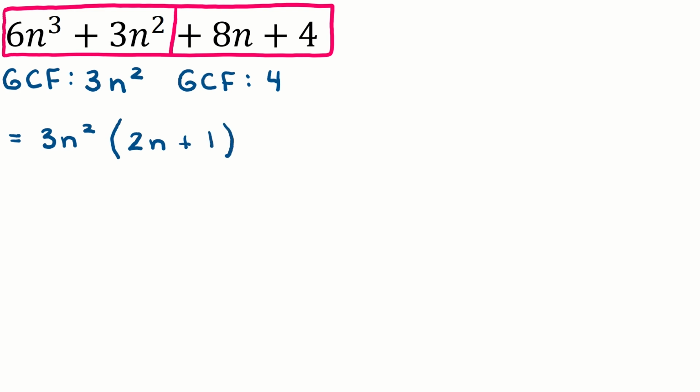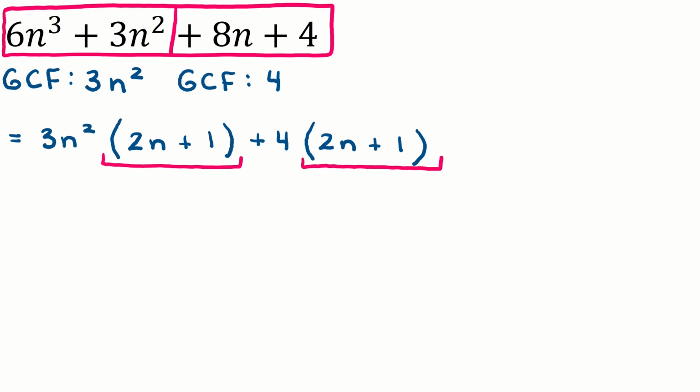Same thing for our second two terms. We're now going to factor out the positive 4. When you do that, you get 8n divided by 4, which gives you a 2n, and 4 divided by 4, which gives you a 1. So here we have, again, the same bracket being created in both of these, which means we can common factor that out now. We take out the 2n plus 1. What we're left with from our first term is 3n squared. What we're left with from our second term is a 4.